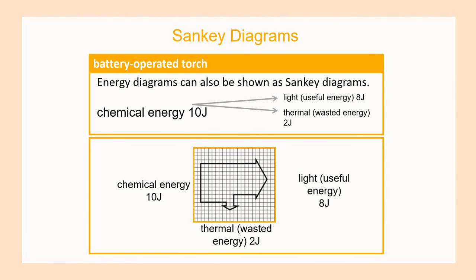Energy diagrams can also be shown as Sankey diagrams. This is where we draw a picture to help us understand how much energy is transferred in a useful way and how much energy is transferred to waste. We could draw it like this, but the diagram at the bottom looks much easier to understand, that much more energy is transferred in a useful way through the light pathway, the radiation, than is transferred as heat to the thermal energy store.